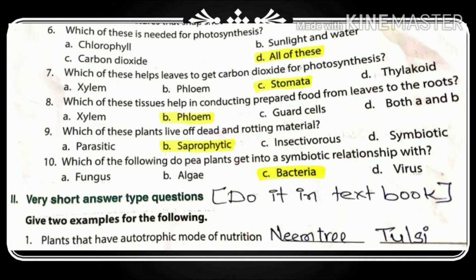These again you have to do in the textbook only. The first one is, give two examples for the following. Plants that have autotrophic mode of nutrition. Now we do have varieties of plants around us that do the autotrophic mode of nutrition. So write down any two. For example, neem tree and tulsi.